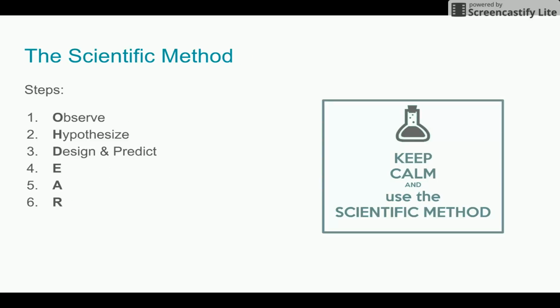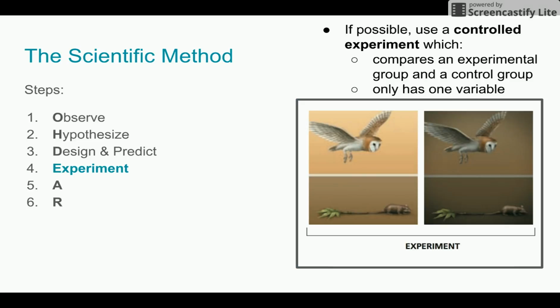Okay, so the fourth step of the scientific method is to experiment. So remember that in science, we really want to use controlled experiments. So this allows us to compare experimental groups with the control group, so we can kind of figure out how that variable is having an effect.